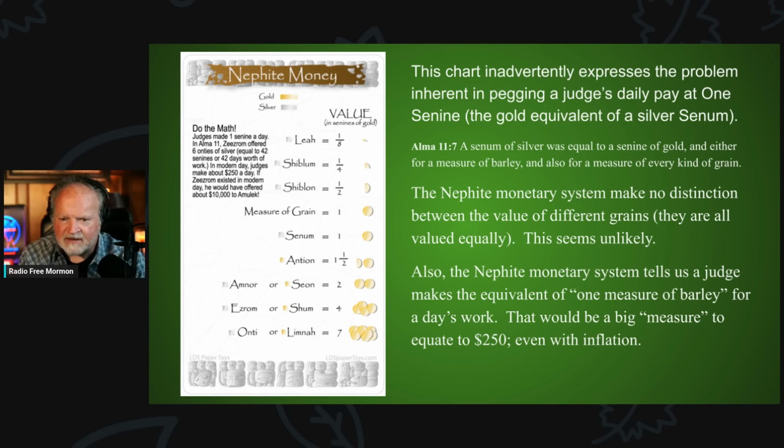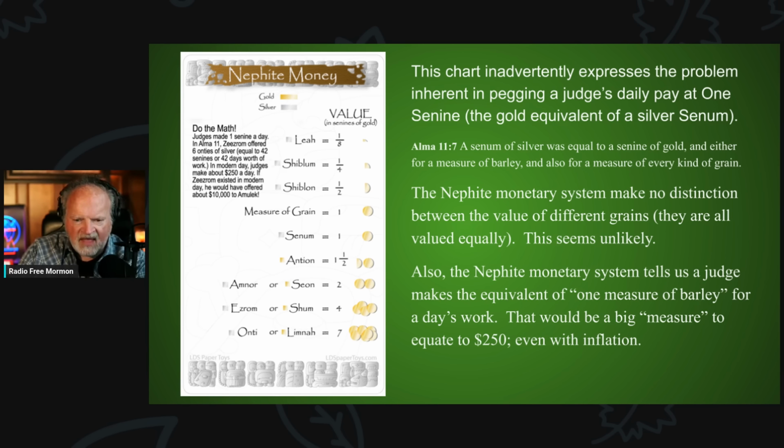Here's what it says over there on the chart. Do the math. Judges made one senine a day. In Alma 11, Zeezrom offered 6 onties of silver equal to 42 senines or 42 days worth of work. In modern day, judges make about $250 a day. This was written some time ago. If Zeezrom existed in modern day, he would have offered about $10,000 to Amulek.